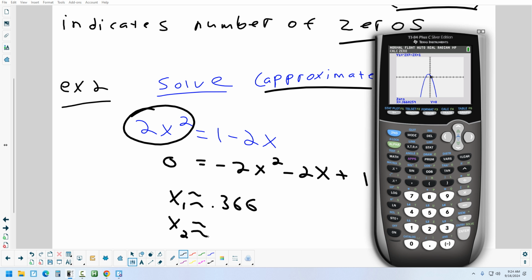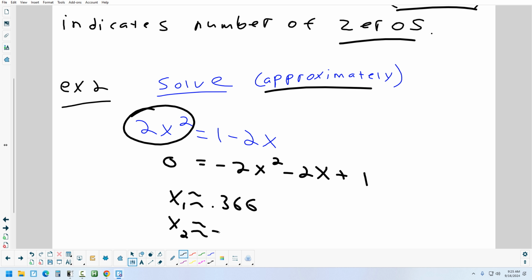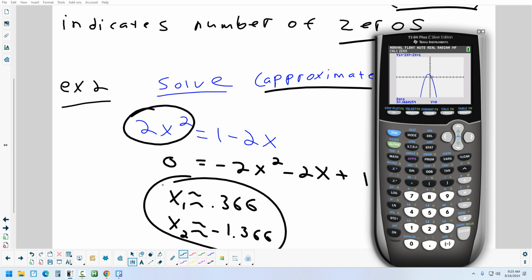Yeah, Maddie? Negative 1.366. So that next digit must have been a 5 or lower than a 5. It was a 0. Perfect. All right. So there's our two answers.